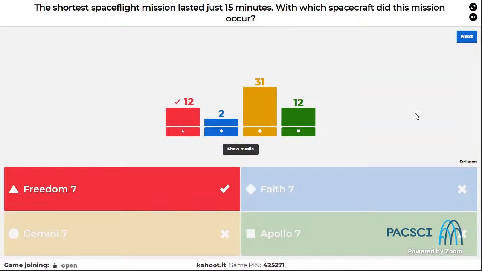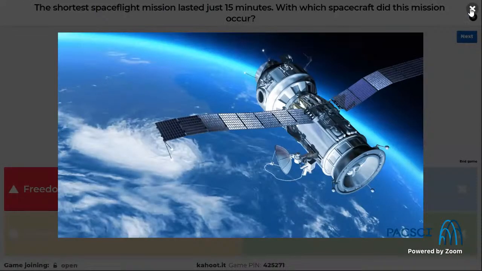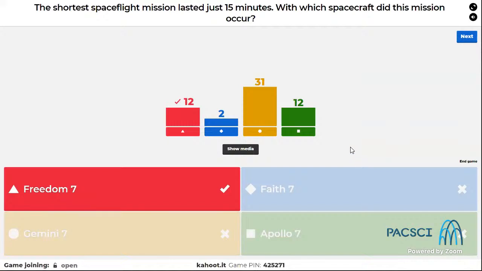All right, everybody's got their answers in. The correct answer is Freedom 7. Many people answered Gemini 7. But in fact, it's Freedom 7. It's very early on in the space program. It was the first manned mission with the Mercury astronauts. The astronauts went up in Freedom 7.